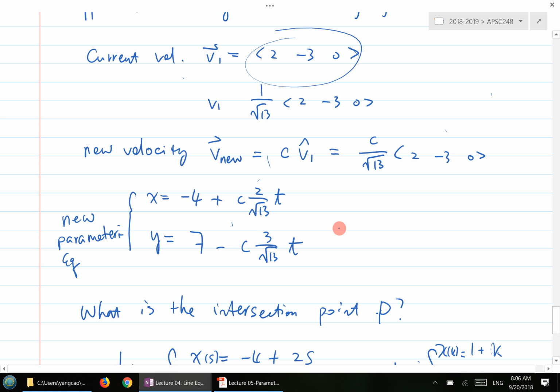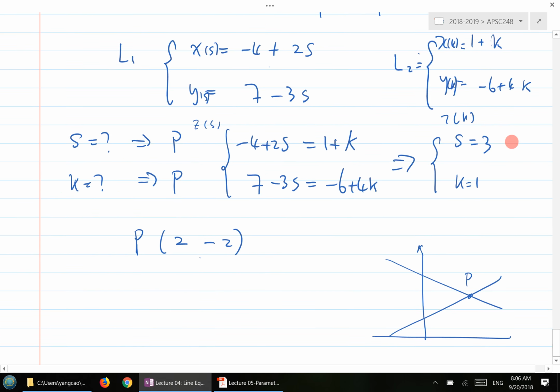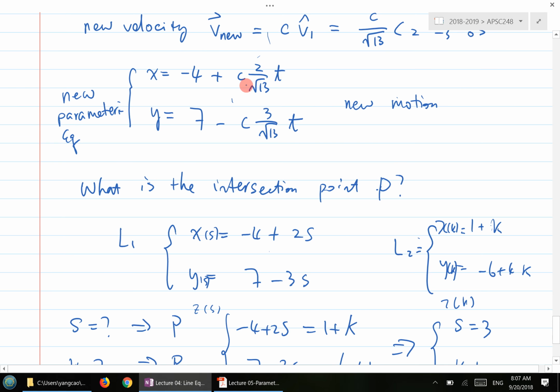Okay, so here is the new line. Okay, not a new line. Here's the new motion, or let's put it here. This is the new motion here, and now we also know that the intersection point is P of 2, -2 here. Okay, so the next question is what's the appropriate new value c so that the cat can catch the mouse. So that's basically a quick recap of what we did in the previous lecture.